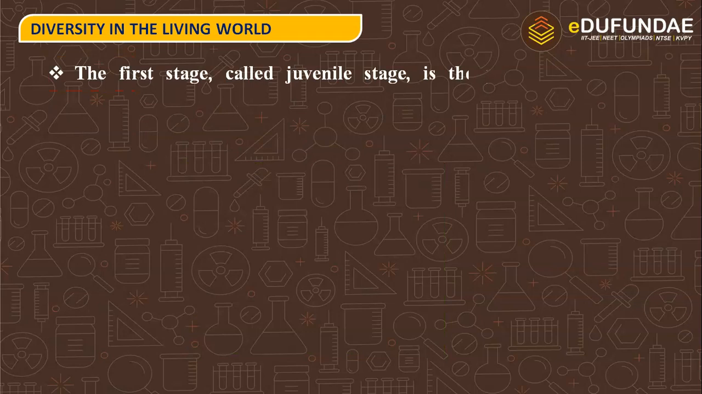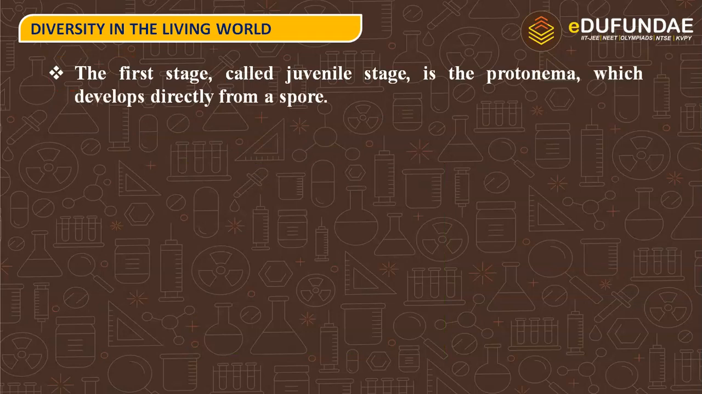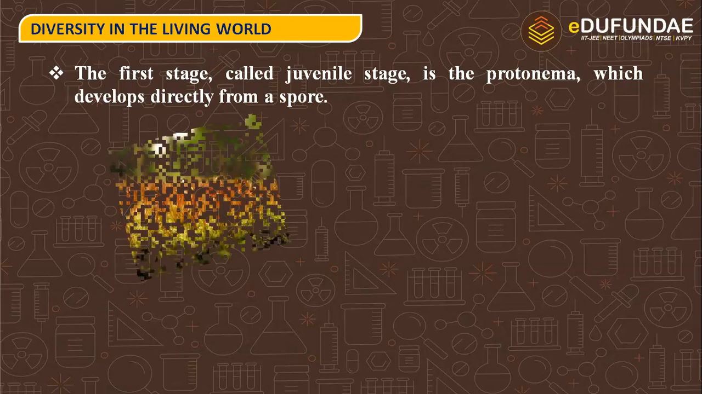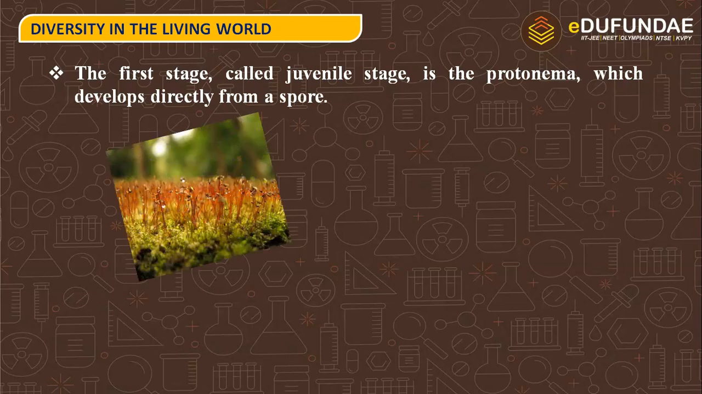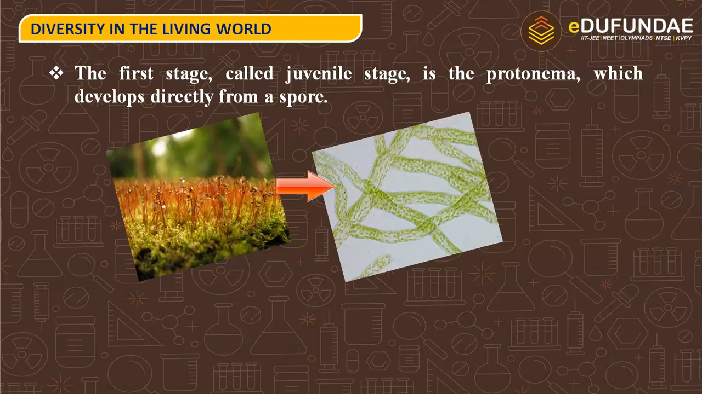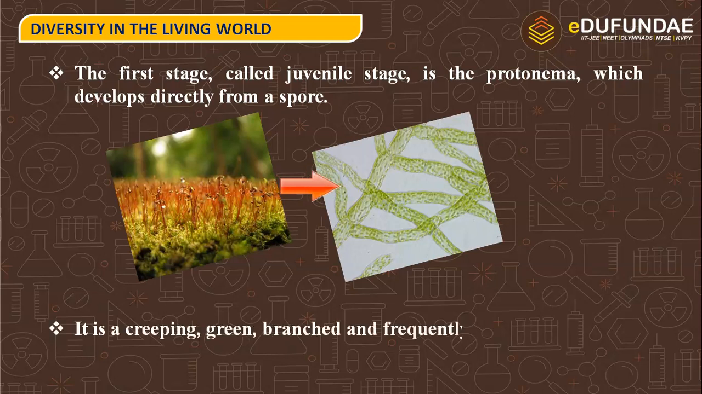The first stage, called the juvenile stage, is the protonema, which develops directly from a spore. So here you can see the structure, that is the protonema. It is a creeping, green, branched and frequently filamentous stage. So you can clearly see the filament-like structure. It is green, branched, as well as creeping in nature.